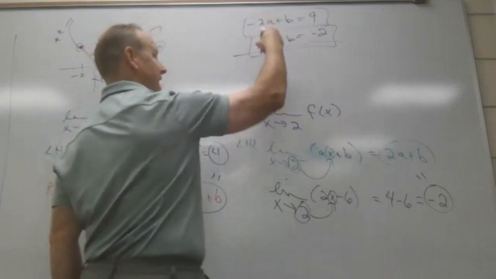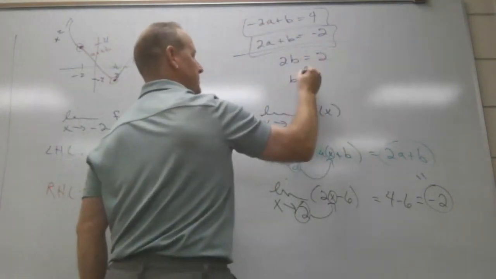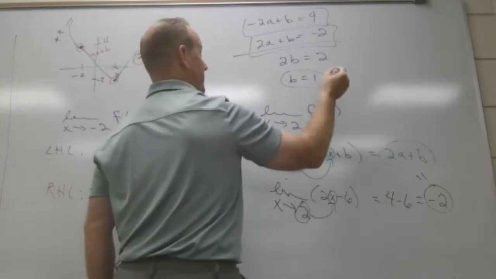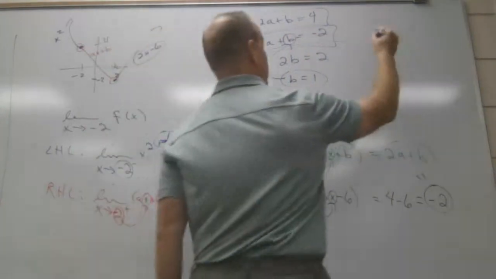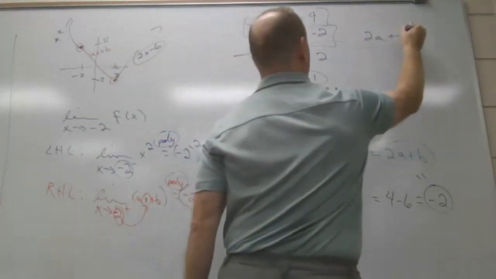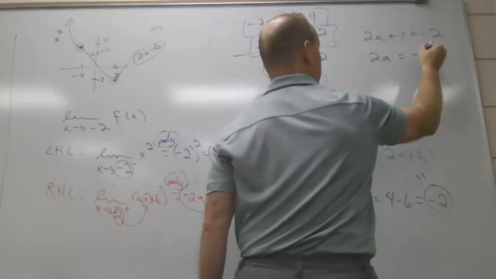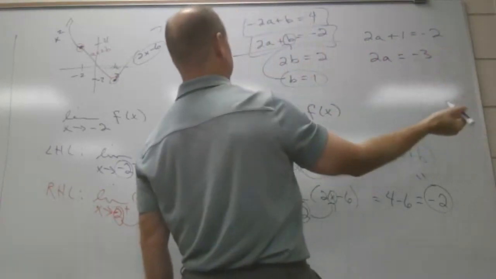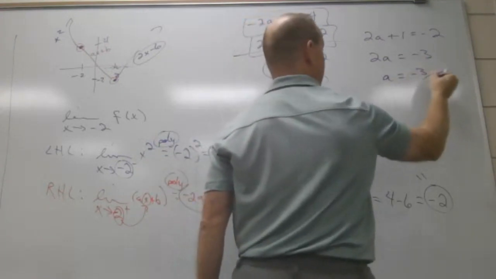But if I add these together, the a's go away, right? And I get 2b equals 2, which says that b equals 1. And then just plug that back into one of them. Doesn't matter which one. I'll plug it into this one, and I get 2a plus 1 equals minus 2, which says that 2a equals minus 3, right? Which says that a equals minus 3 halves.